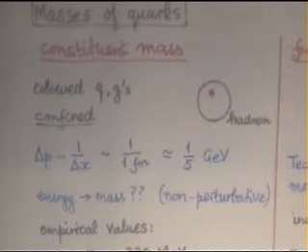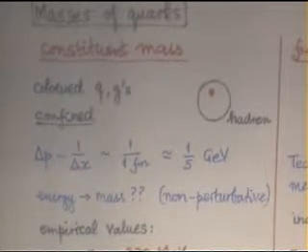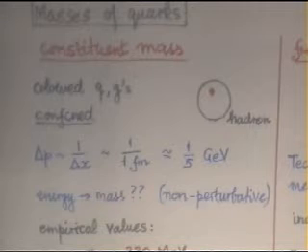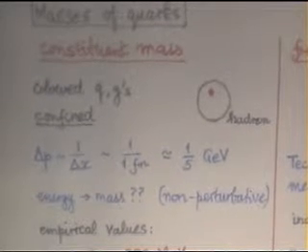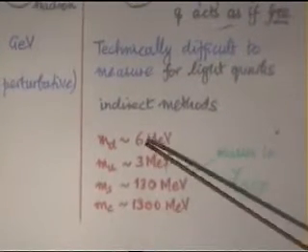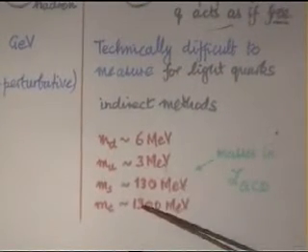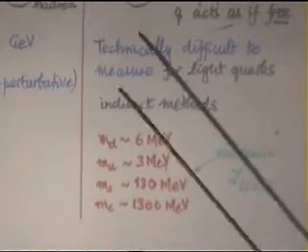The empirical values from spectroscopy are such that this is of the order of 330 for the up and the down, 500 for the strange, and 1,500 for the charm. That's different to the masses I showed on the previous view graph, which were 6, 3, 130, 1,300. See, these are particularly different.